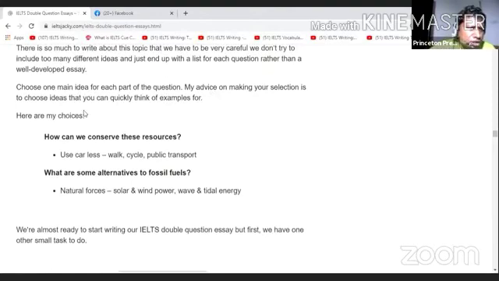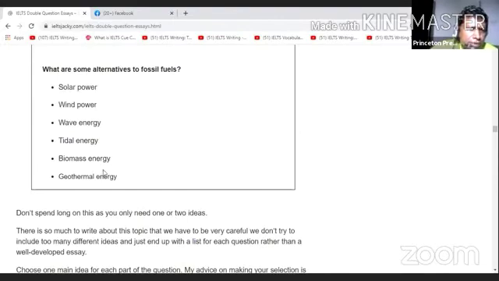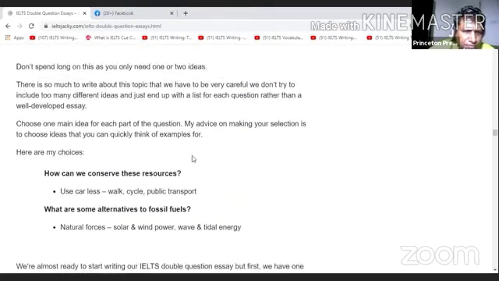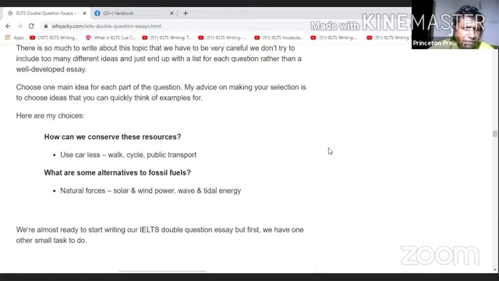Let's see. Choose one main idea for each of the questions. My advice on making your selection is to choose ideas that you can quickly think of examples for. Just look at those where you can come up with examples. Go for those, not the other ones, because you'll have to give examples. That's a must. Choose one main idea for each of them.